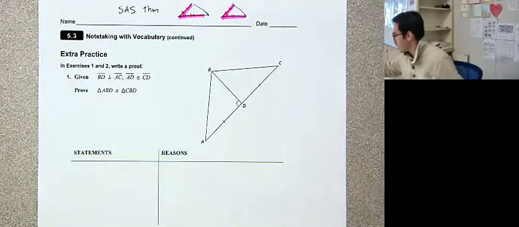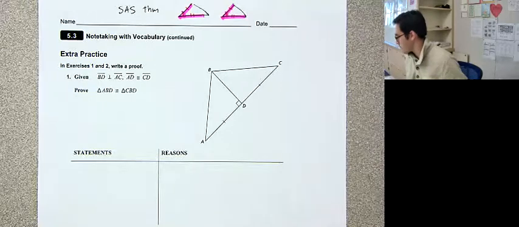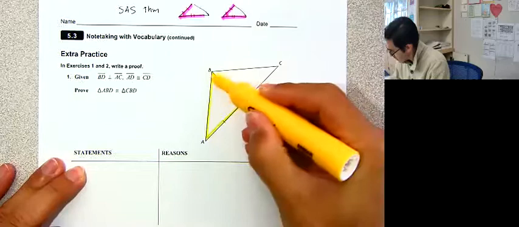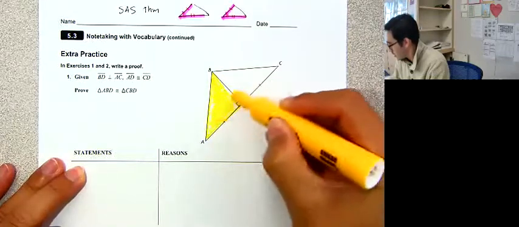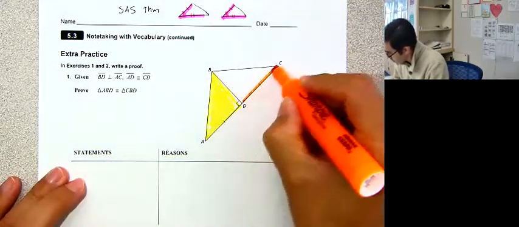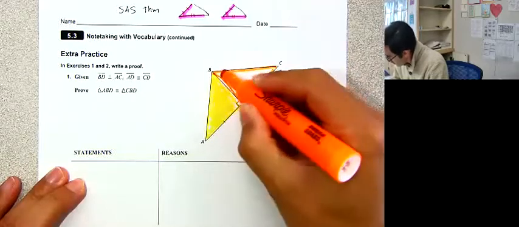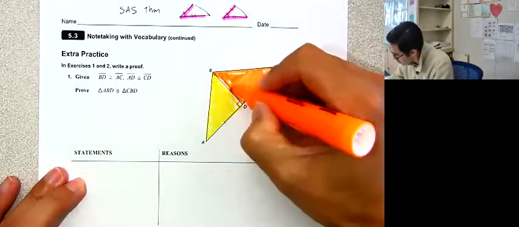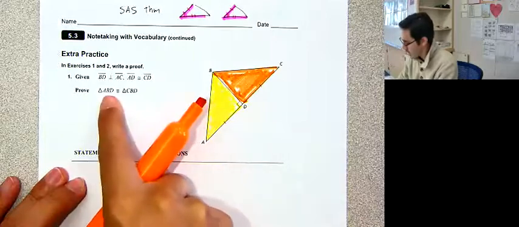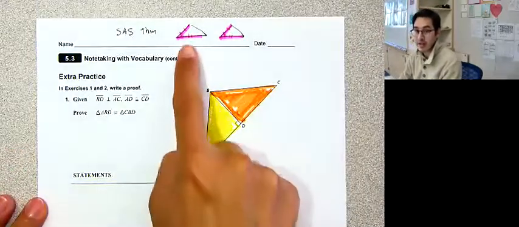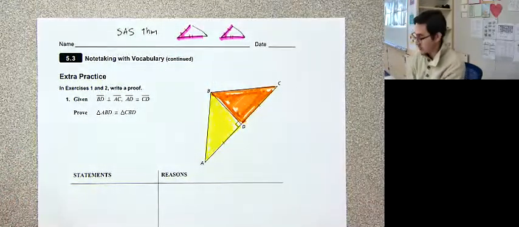All right. So let's start by, let me just color in the triangles. Okay. So we've got this, we'll call it the yellow triangle here. And let's color this one orange. Okay, so we have an orange and a yellow triangle. The yellow triangle is named ABD, the orange triangle is named CBD. And what we're trying to find is this side angle side pattern of congruence.